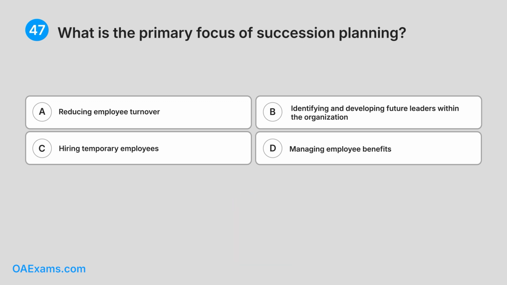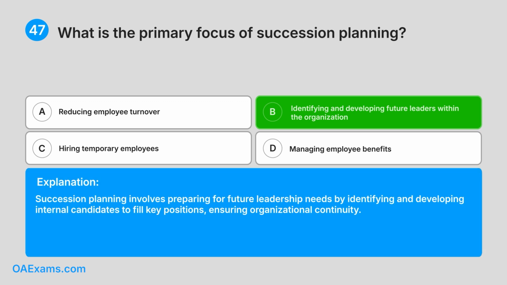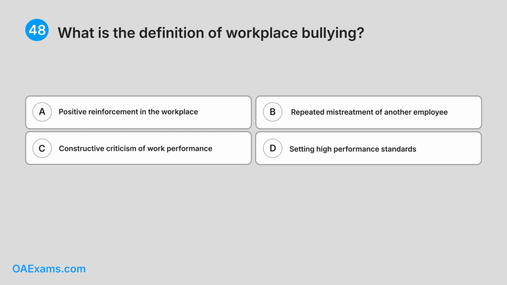Correct answer. B. Identifying and developing future leaders within the organization. Explanation. Succession planning involves preparing for future leadership needs by identifying and developing internal candidates to fill key positions, ensuring organizational continuity.